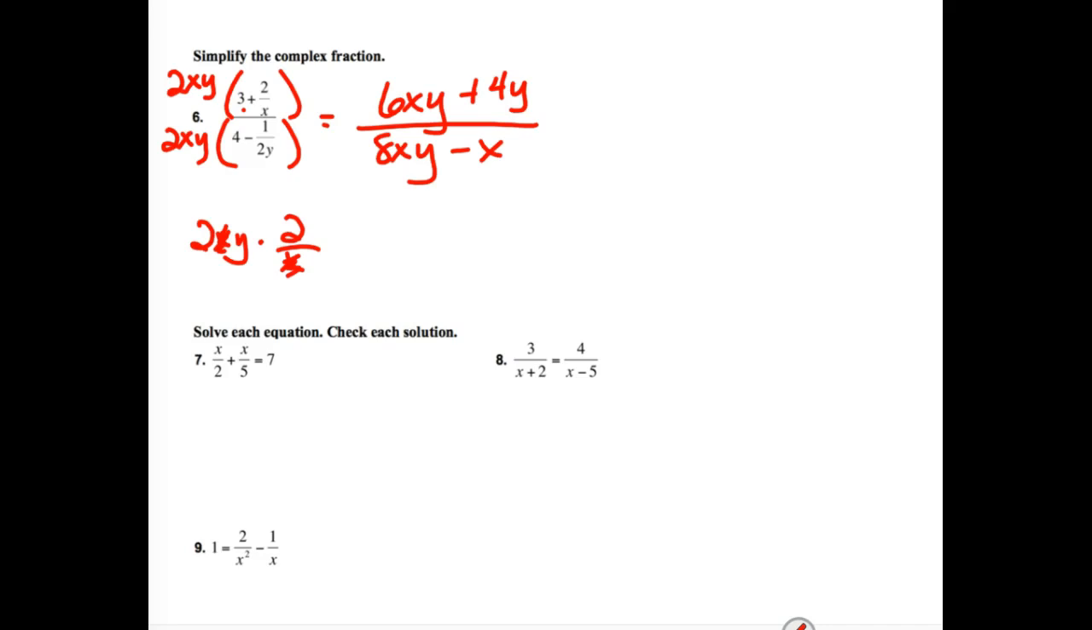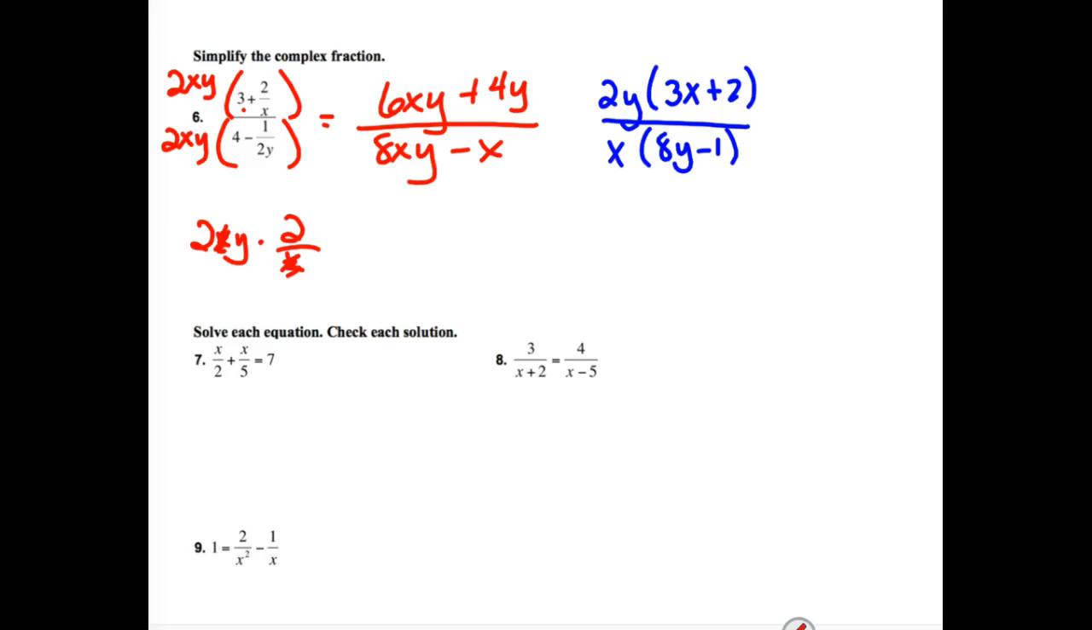I can factor. In the numerator, I could take out a 2y. In the denominator, I could factor out an x. But there's nothing common that I can reduce out. Does that make sense? I do need to check for it, though. If there was something common that you could get rid of, you'd be expected to do that.